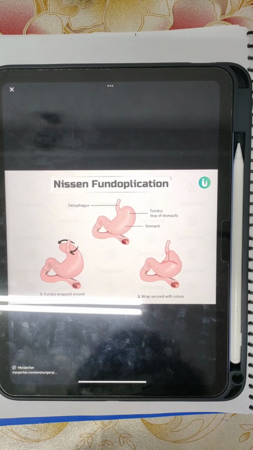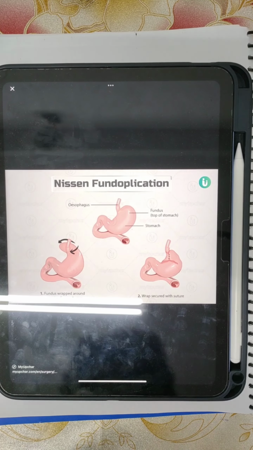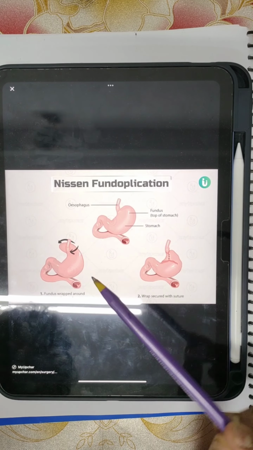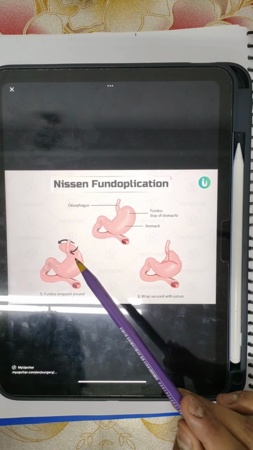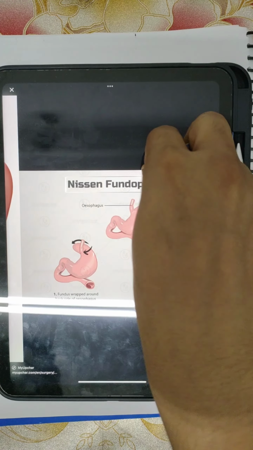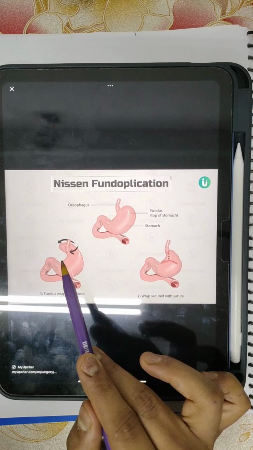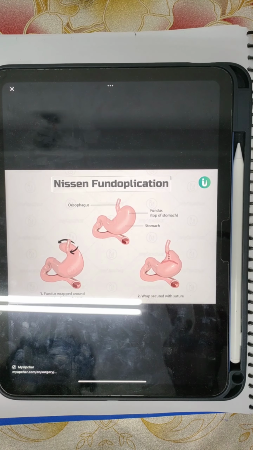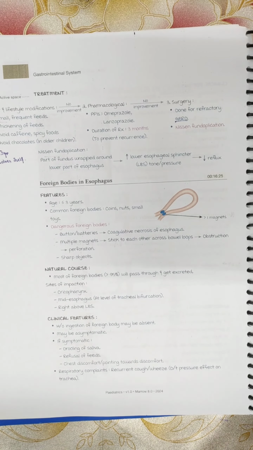This is a very good picture to understand the Nissen fundoplication. This is the fundus. What we do, the fundus is wrapped around the back of the esophagus. We just take it, stretch it, wrap it around the esophagus and secure it with sutures. Okay, for GERD. Next is foreign bodies in the esophagus.